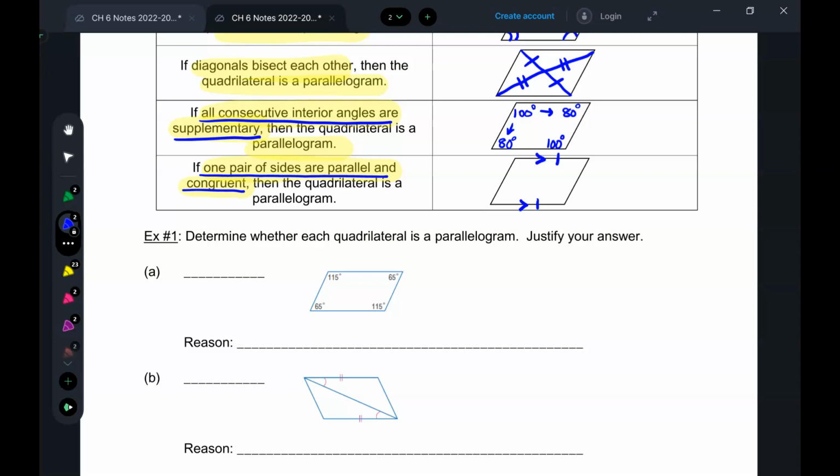Now we have to use this to figure out which theorem is which. Okay, yes, because it equals 100. Which one is that? That's yes, all consecutive interior angles are supplementary.